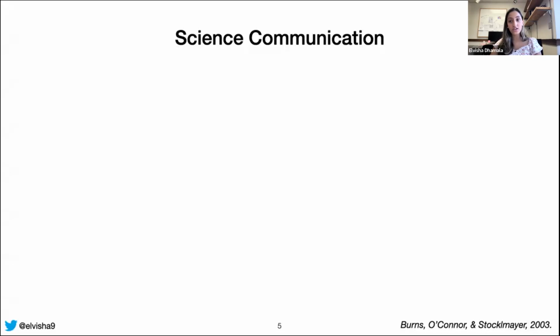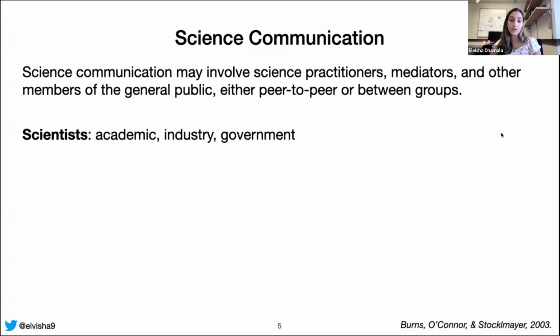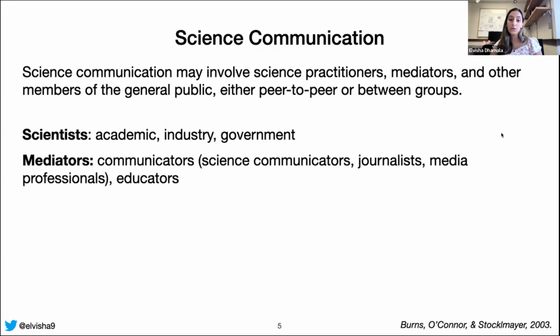And science communication is no exception, but there are specific groups that we need to think about. I know we've mentioned White House press people, scientists, non-scientists, all of those are different people that play a role in science communication. So it involves science practitioners, mediators, and other members of the general public, and it can be either peer-to-peer or between groups. When we think about these different groups, scientists can be anyone who's working in academia, industry, and government. It can be anyone who's a mediator.